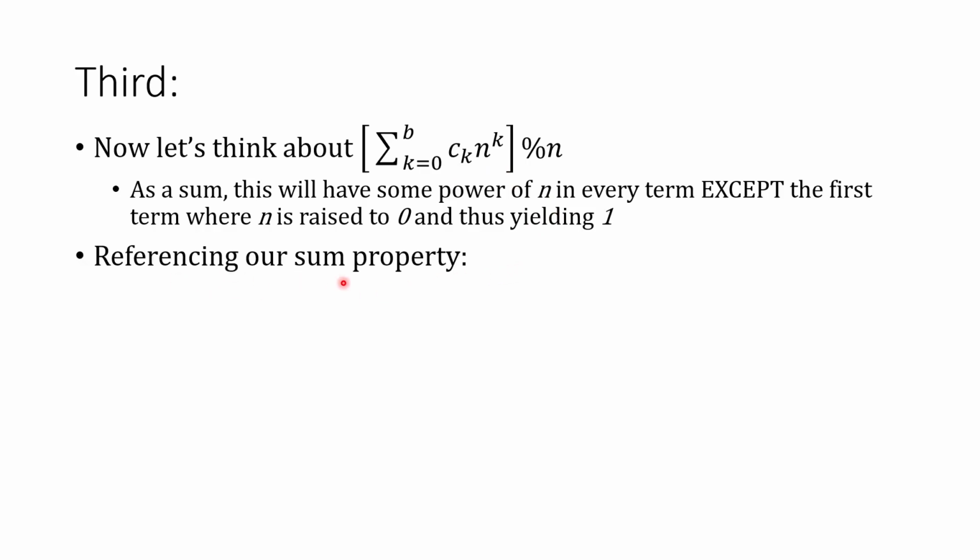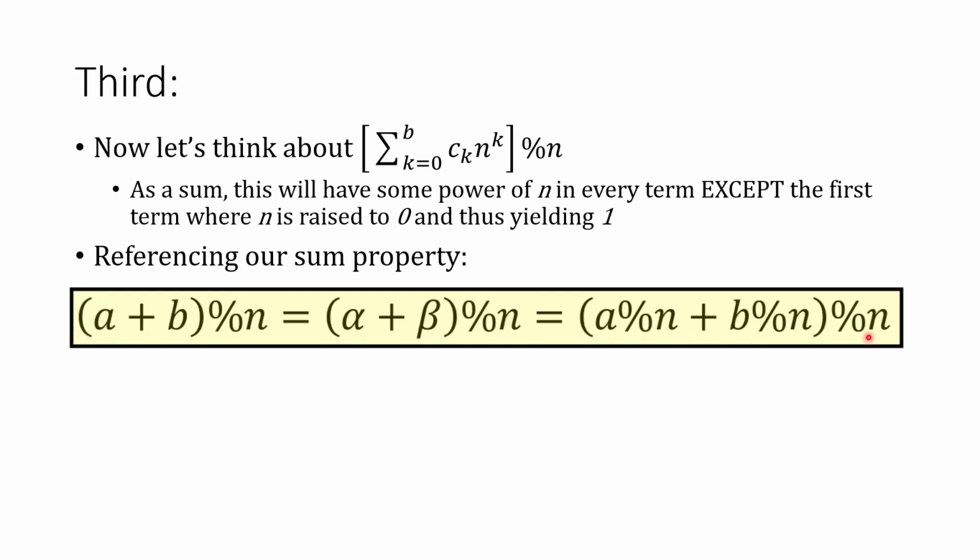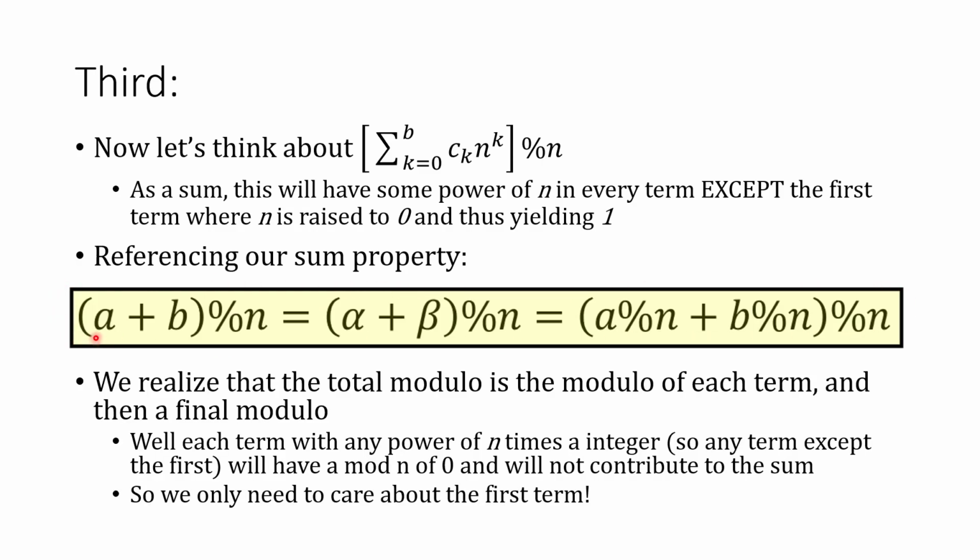So referencing our sum property, which is the second equation that we highlighted because it's pretty important, we realize that the total modulo is the modulo of each term and then a final modulo. So, the total modulo of everything here is the modulo of each term and then a final modulo appended at the back. So in that case, we realize that each term with any power of n times an integer, so basically any term except the first, where it's n to the power of 0 and the n goes away, will have a mod n of 0.